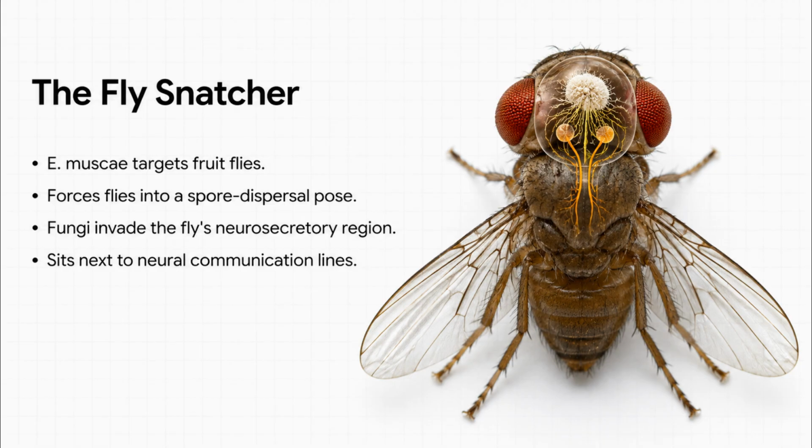Act 4, the extended universe. Now, ants aren't the only ones dealing with mind-controlling parasites. Take a look at the fly snatcher fungus, which targets fruit flies. Much like the zombie ants, infected flies are forced to summit and assume a very specific pose, perfect for spore dispersal. But this fungus takes a totally different route to the brain. Researchers found that fungal cells disproportionately congregate around a specific neurosecretory region of the fly's brain called the pars cerebralis. The fungus basically sits right next to the fly's neural communication infrastructure, perfectly placed to tap in and manipulate behavior.